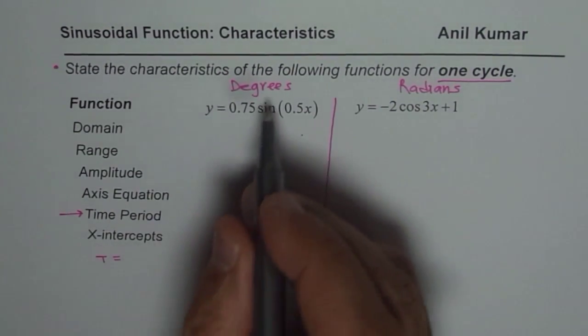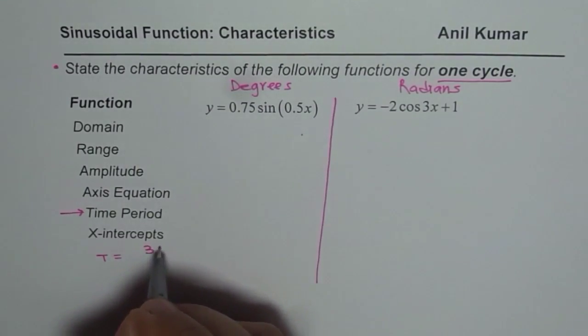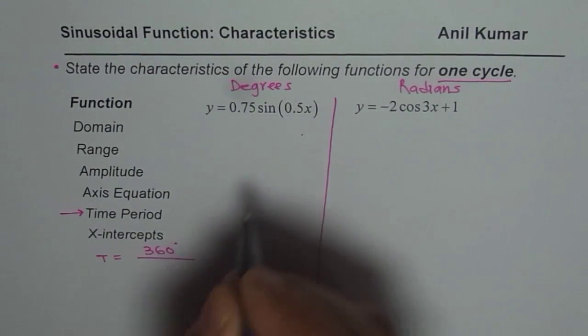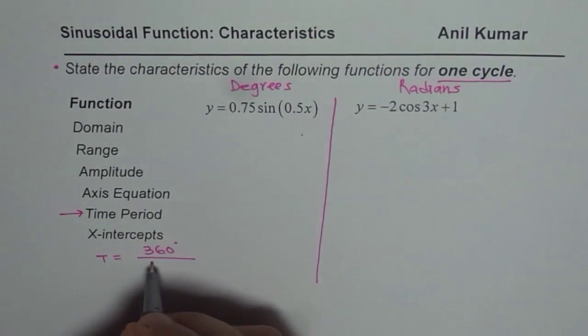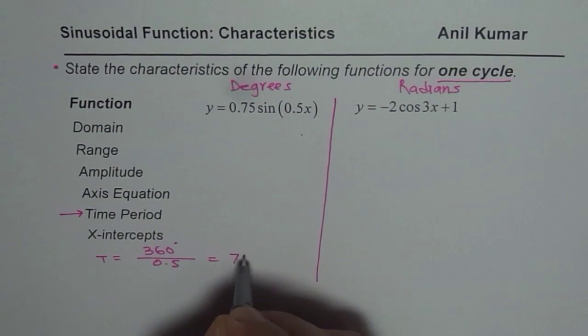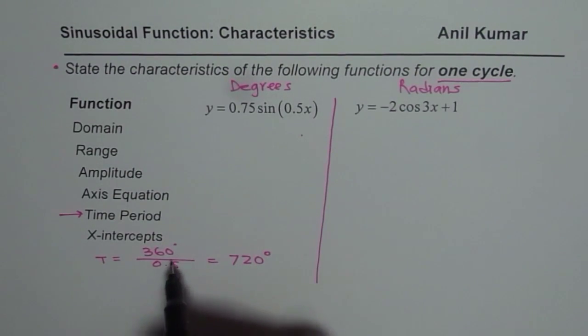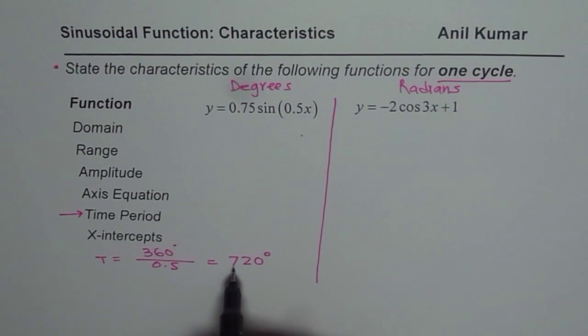So time period, when it comes to degrees, will be, normally it is 360 degrees, right? Divided by this k value, which is 0.5. 0.5, you know, is half. You can divide by 0.5. That gives you 720 degrees. Do you see that? Once we know that, it is 720 degrees. So one full cycle takes 720, from 0 to 720.